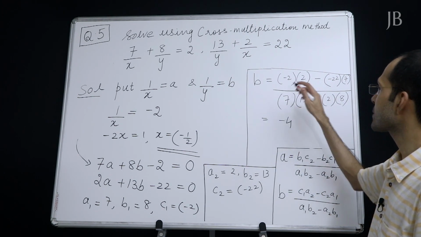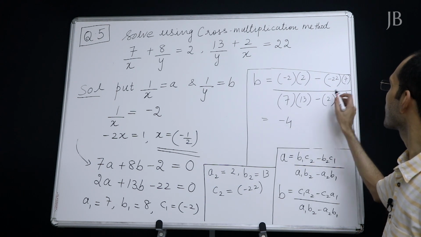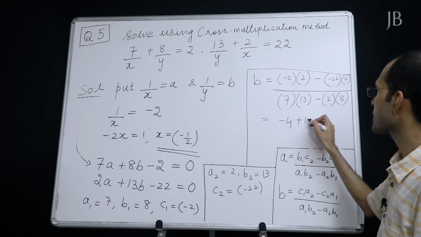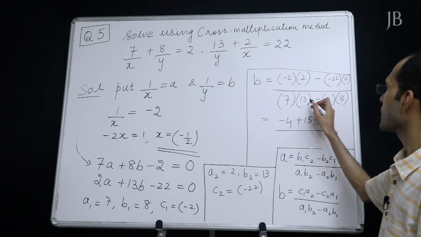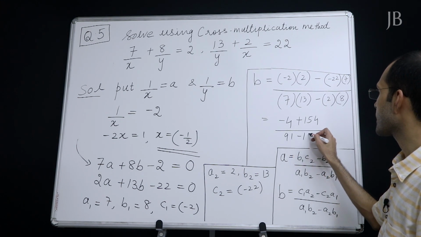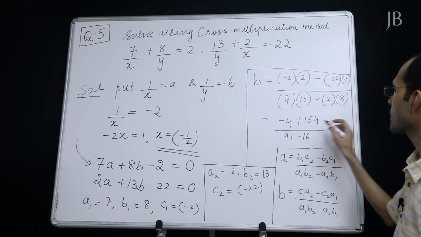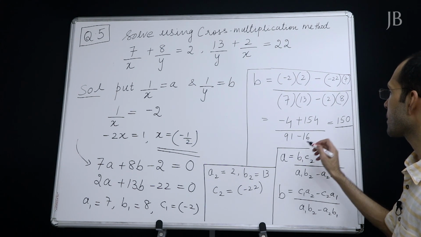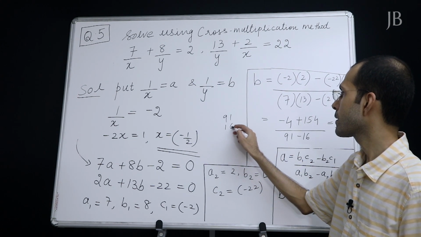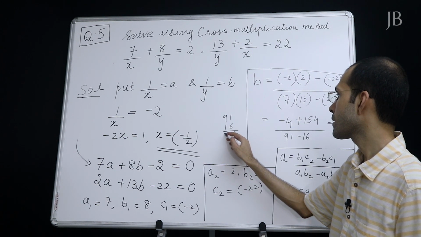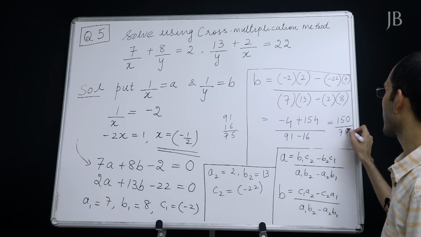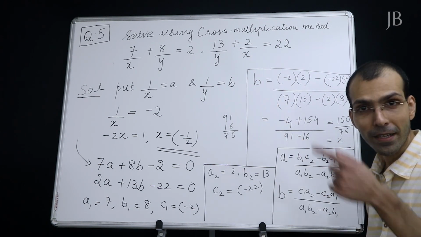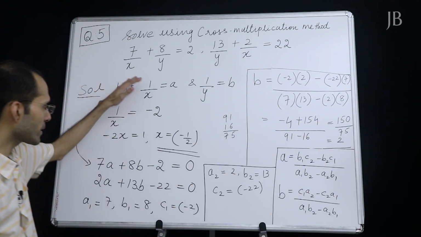Equaling minus 4. We have just plugged in the values and now we are simplifying. 22 into 7, 154, negative into negative, positive. So plus 154, 13 into 7, 91 minus 16. This is how much? Positive 150 divided by 91 minus 16. That comes out to be 2. But mind you, this is the value of b. Ultimately, our target is to find y. So this we will erase now.